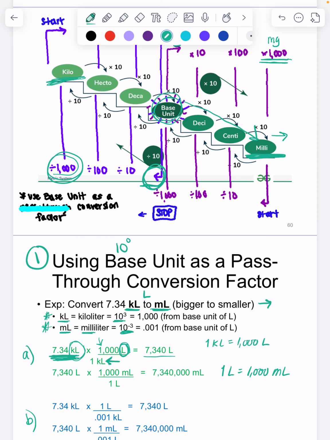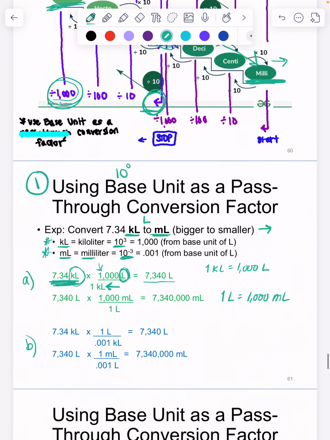The number is getting larger. Our original number is getting larger. So I set it up the same way. I bring down my value of 7,340 liters, and I use my conversion factor. I know I want liters to cancel, so I put 1 liter on the bottom and 1,000 milliliters on the top, because that is what I want. I multiply it out, and I am getting 7,340,000 milliliters. That's quite a bit.